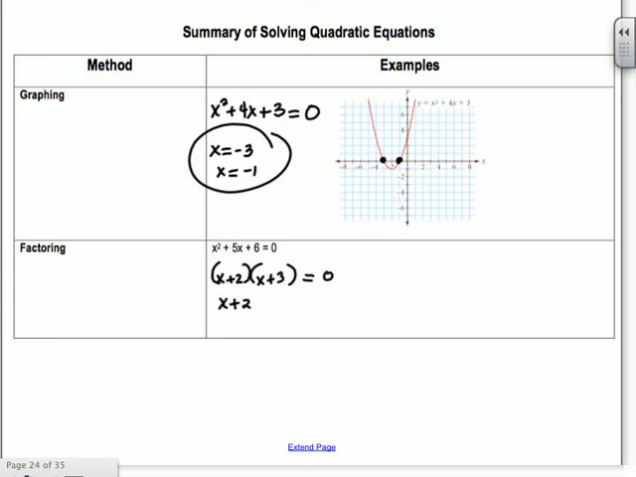So I get x plus 2 equals 0, x plus 3 equals 0. That's called the zero product property. You have two things multiplied together makes 0. So I get x equals -2 and x equals -3. So that's the factoring method.